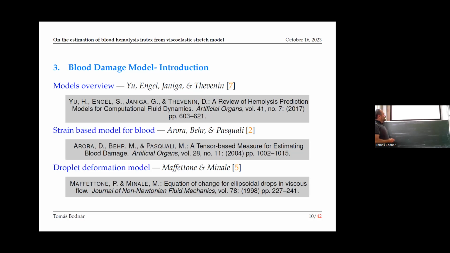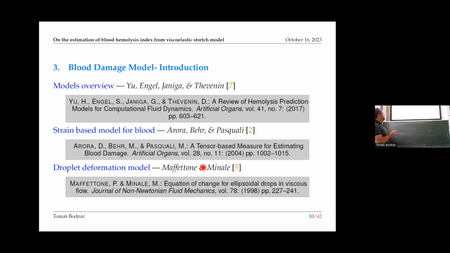we need to be able to assess the damage introduced to red blood cells by the mechanical devices. And there is plenty of models how to do that. I will try to explain some of them. So here this is the overview of many models.